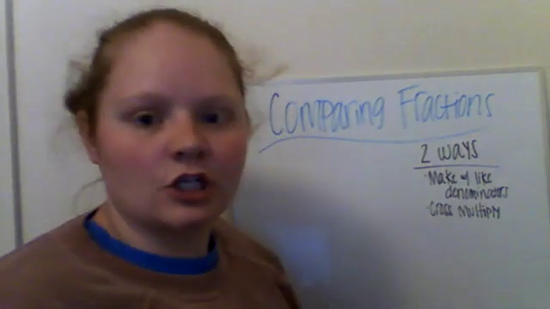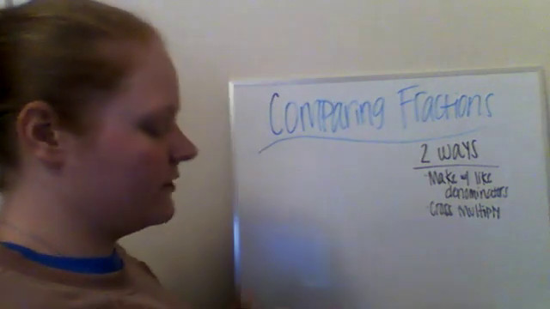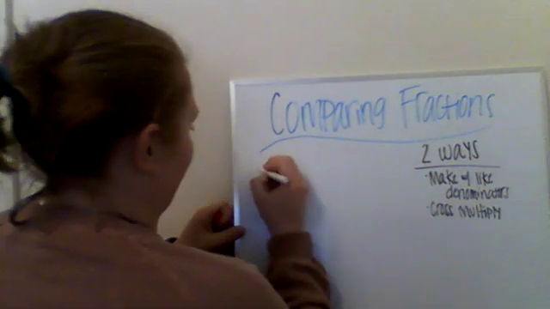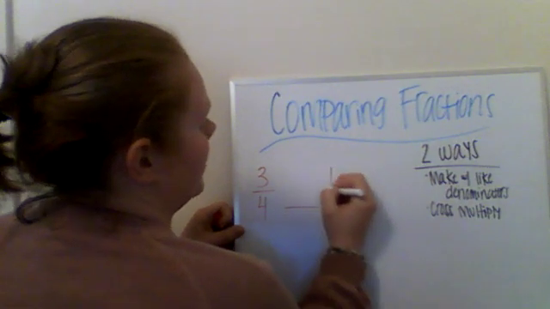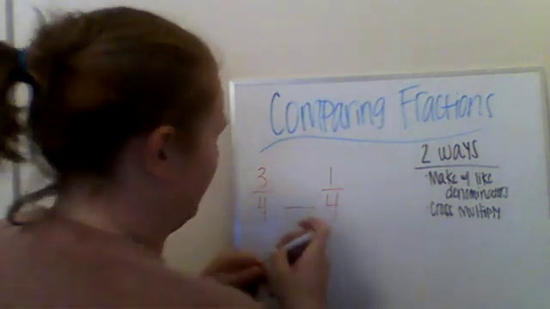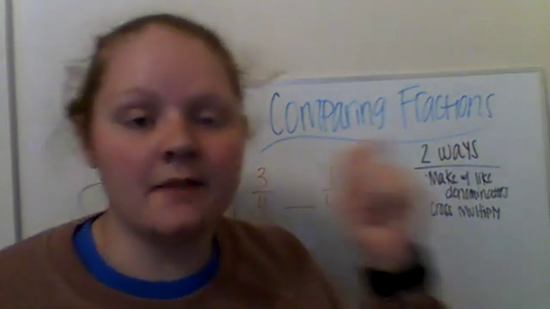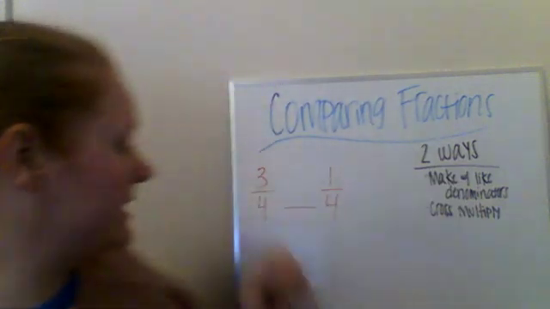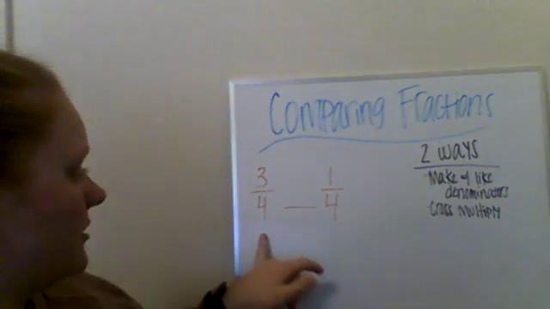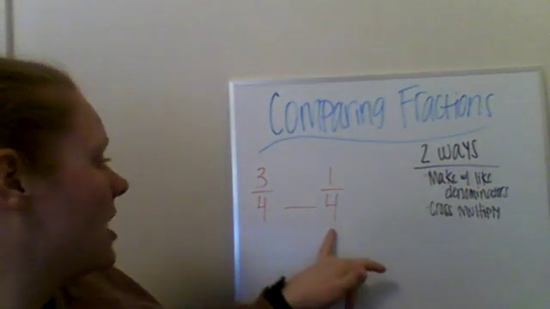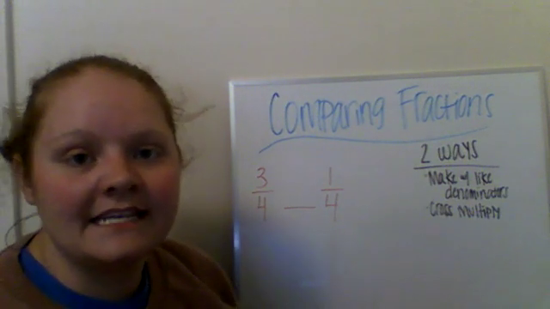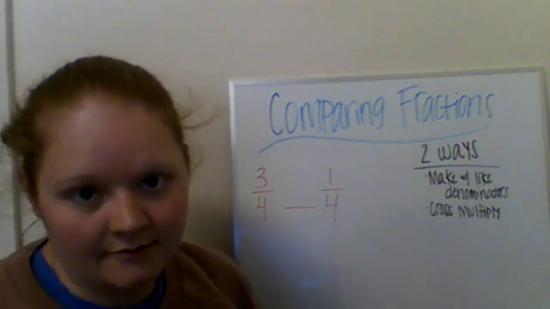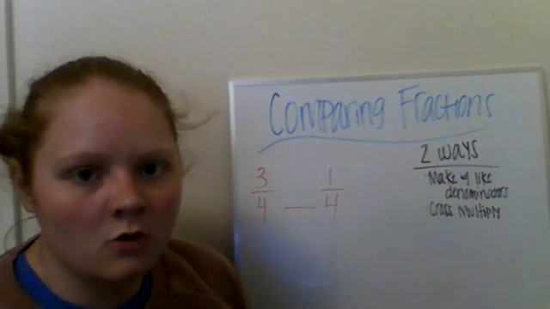Okay, so let's start off easy. If I was to give you the fraction 3/4, and I want you to compare that fraction to 1/4, the light bulb that should be going off in your head is: I have like denominators. My denominators are the same. In the fraction world, to make things easy, you want like denominators. That's going to make your life a whole lot easier.